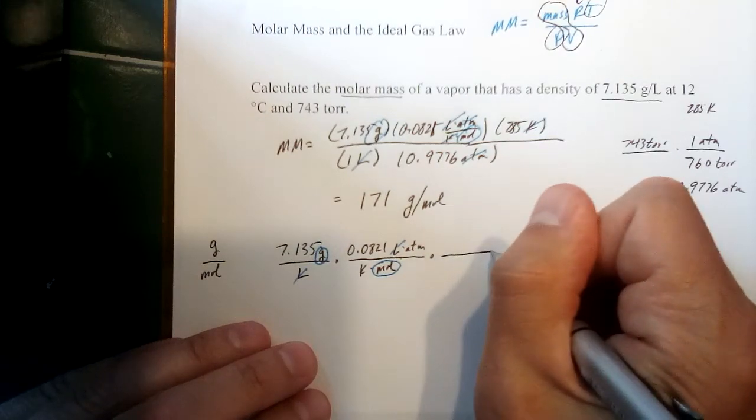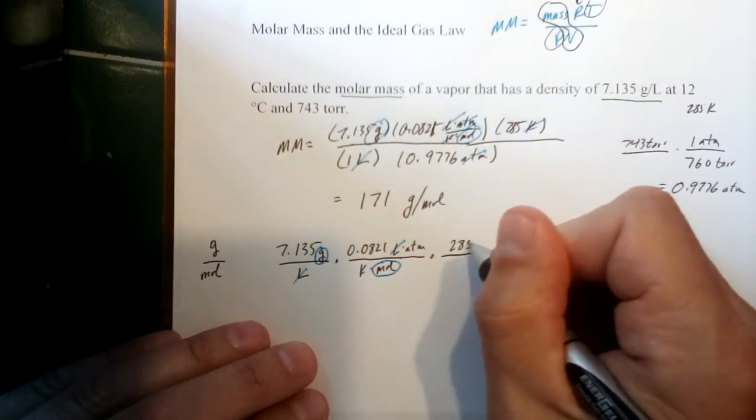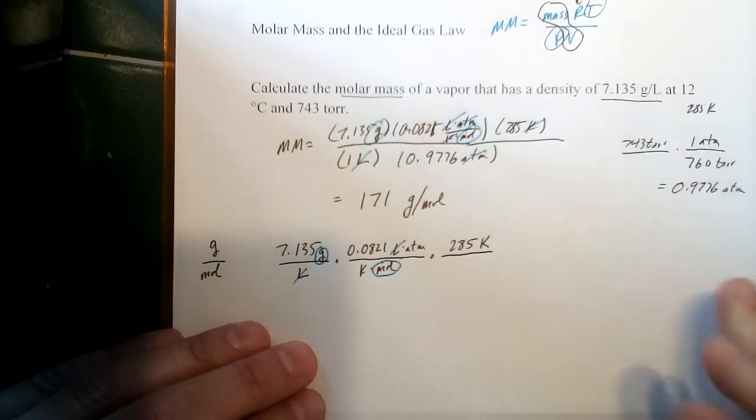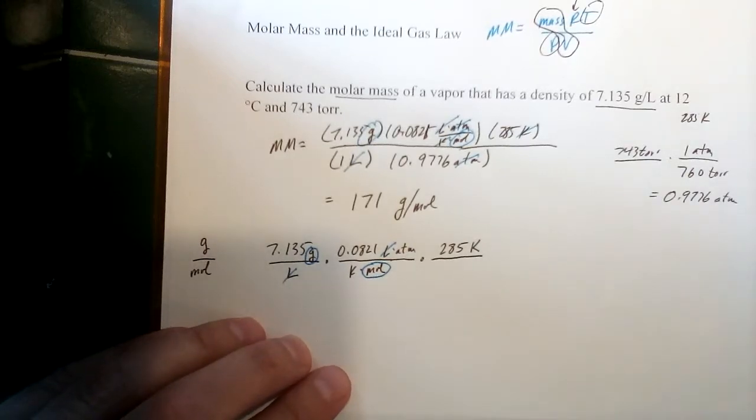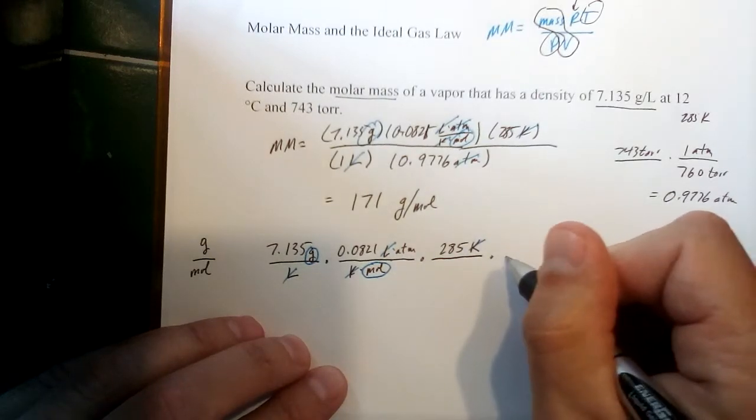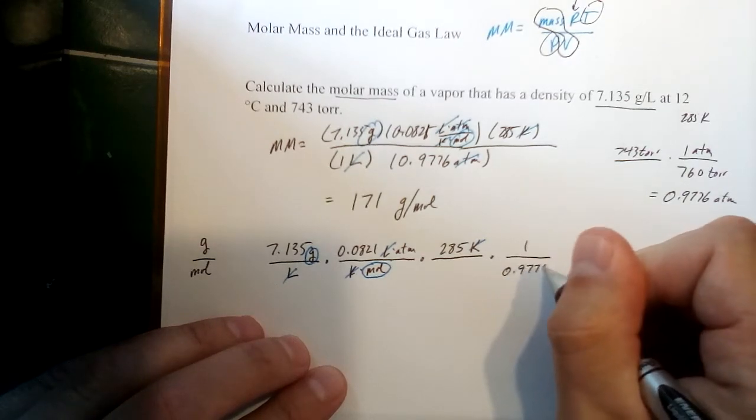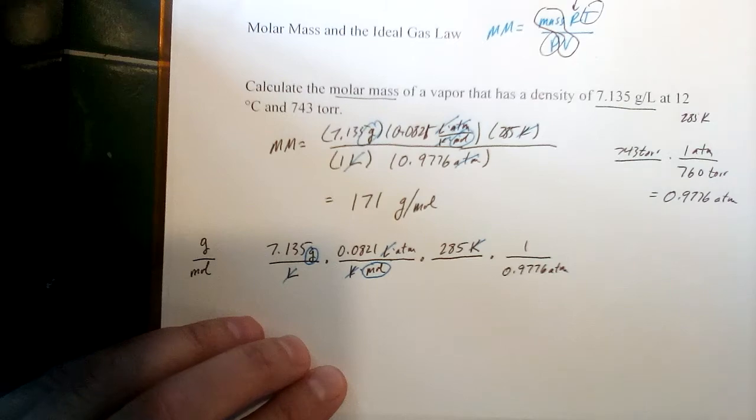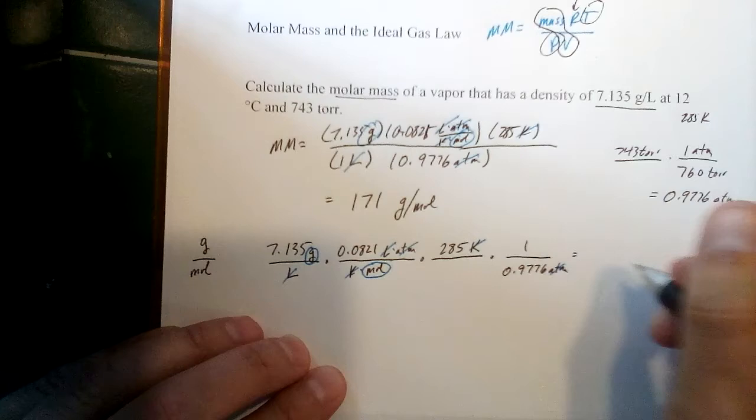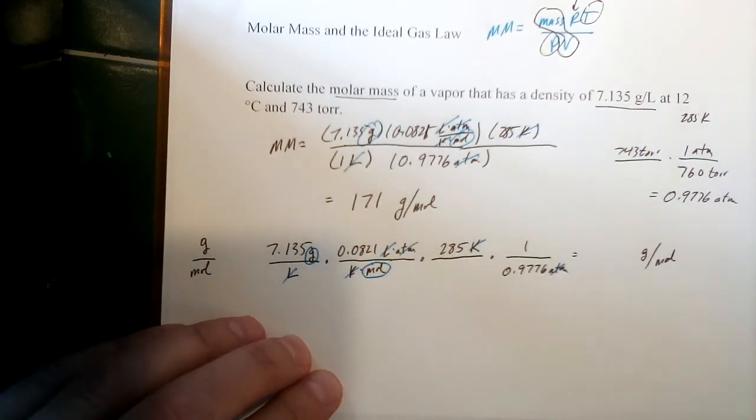So let's get rid of those other units. If I multiply by the temperature, I can get rid of Kelvin. So I multiply by the fact that this gas sample is at 285 Kelvin. That gets rid of Kelvin. And now I need to cancel out the atmospheres, which is on the top. So I'm going to divide by the pressure. If I have atmospheres on top and on the bottom, those cancel out. Now all that's left are the units I was looking for, grams per mole. And I can do that without the formula.